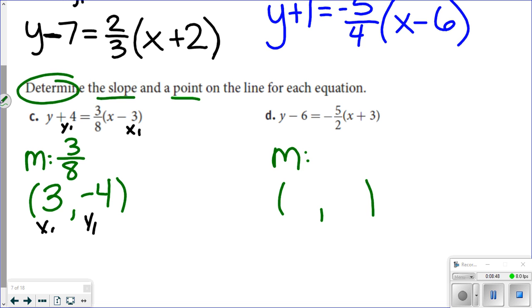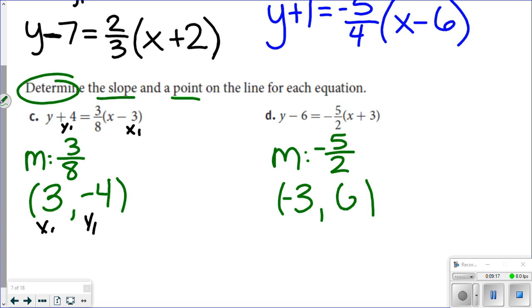So same thing over here in question D. My slope always stays the same as what it appears in my equation, so it's a -5/2. And again, if it helps you, always take the time to label so you don't make mistakes. My x1 comes first, and it must have started out as a -3 because it turned into a +3 in my equation.